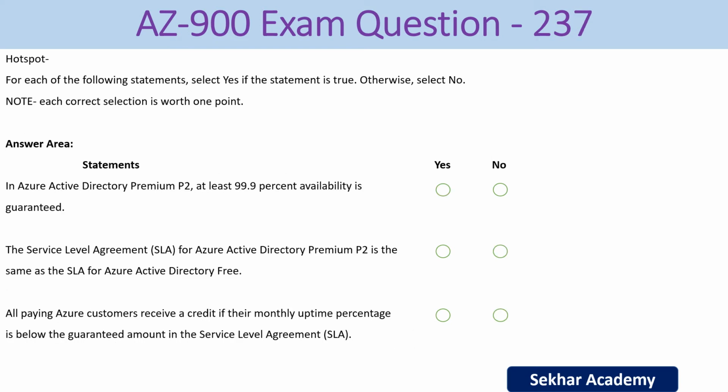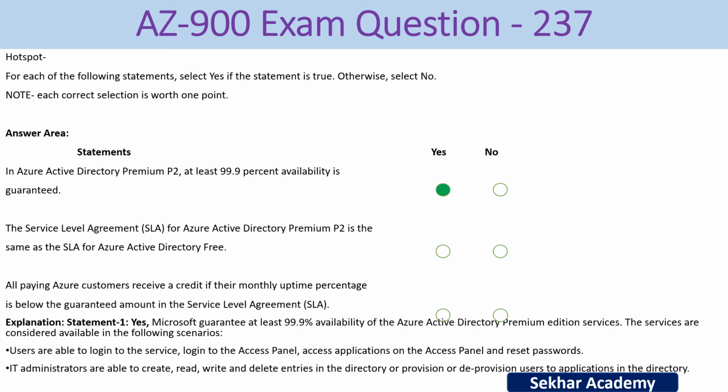Question number 237. So here we have three statements. Let's go to statement 1. In Azure Active Directory Premium P2, at least 99.9% availability is guaranteed. So the options we have are yes and no. So here the right option is yes, right?